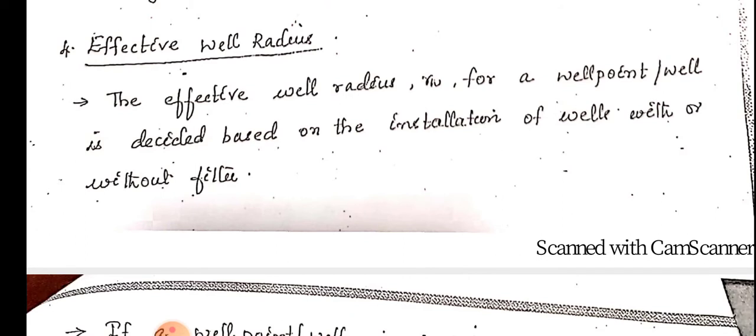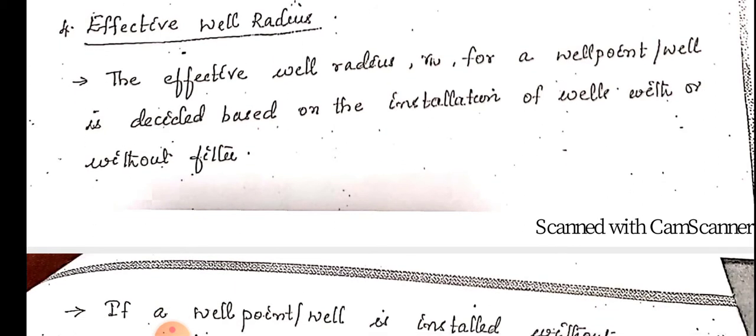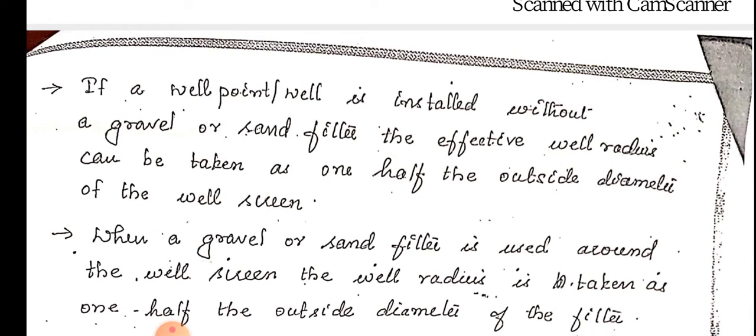The fourth design step is effective well radius. The effective well radius, that is r_w, for a well point or well is decided based on the installation of the well with or without filter. So finding the effective radius of the well is very important. If a well point or well is installed without a gravel or sand filter, the effective well radius can be taken as 1/2 of the outside diameter of the well screen. Okay, I hope you understand.